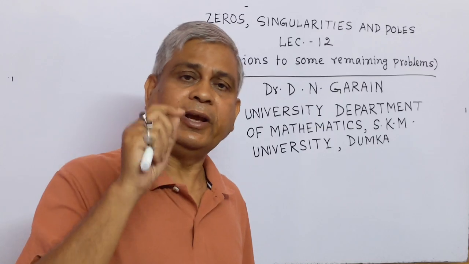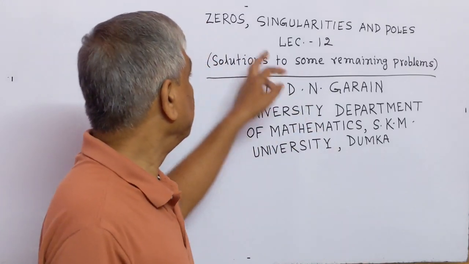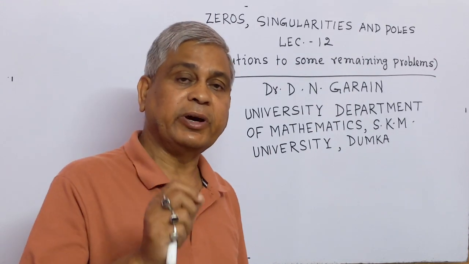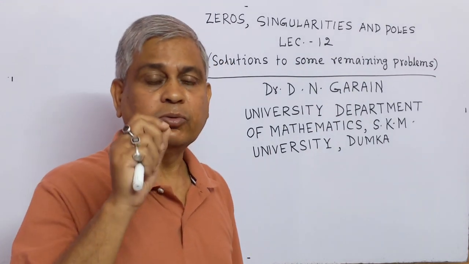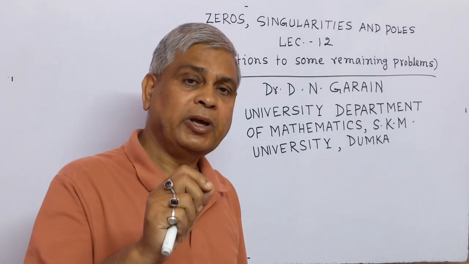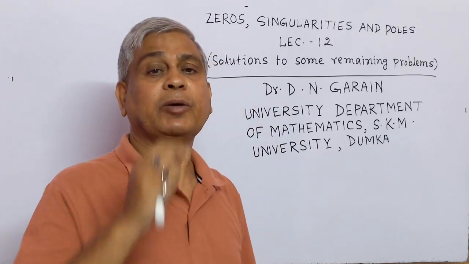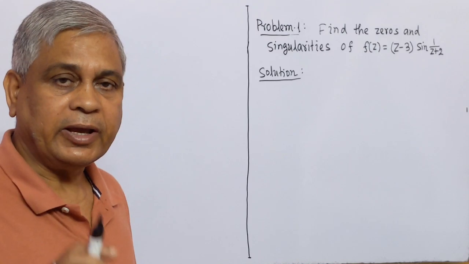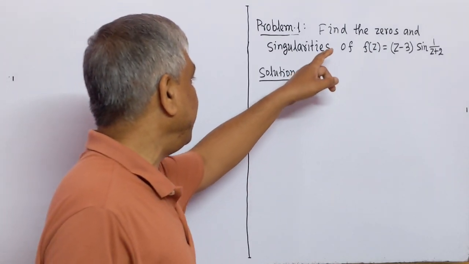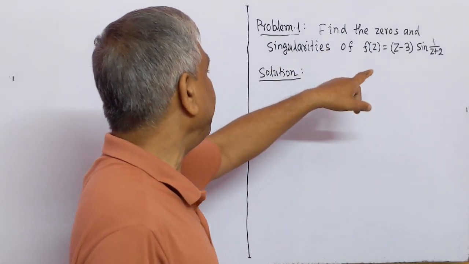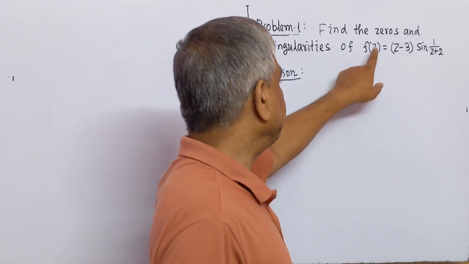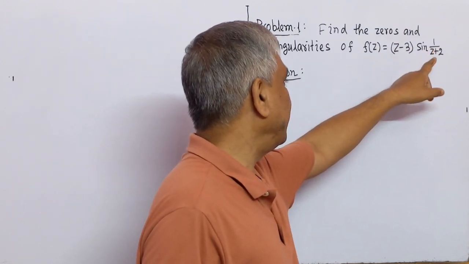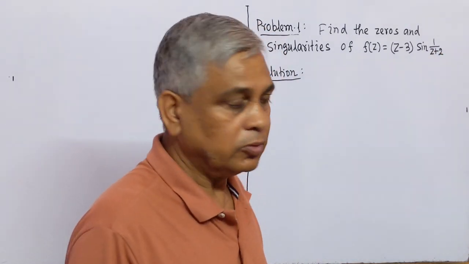Today I will deliver a lecture on zeros, singularities and poles, lecture number 12, in which I will solve some remaining problems of this chapter. Now we solve a problem. Problem is: find the zeros and singularities of the function f(z) = (z - 3) sin(1/(z + 2)).